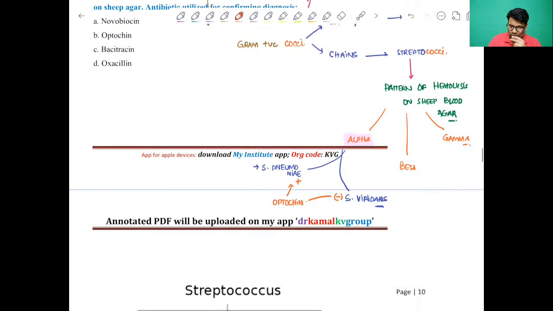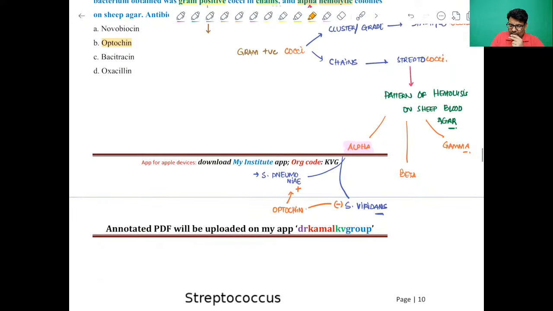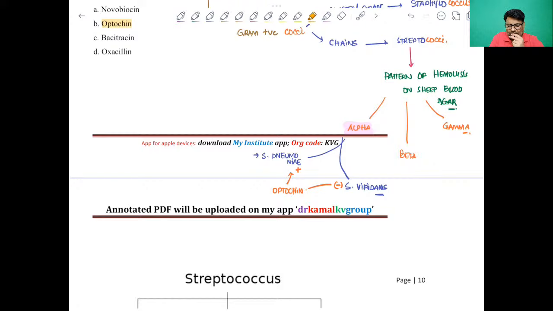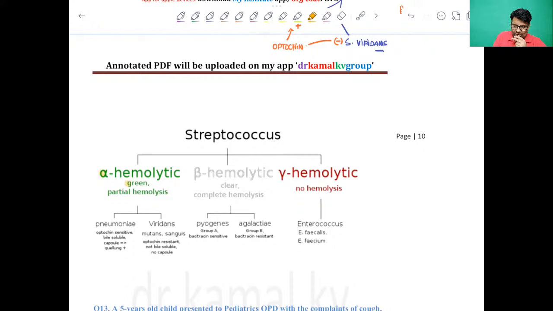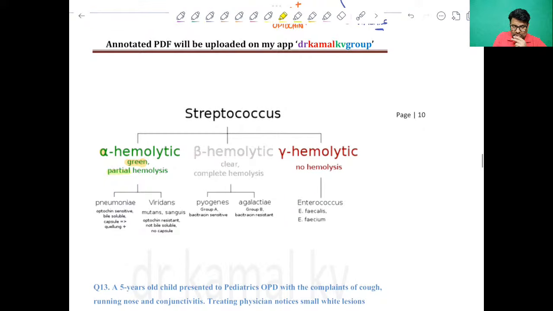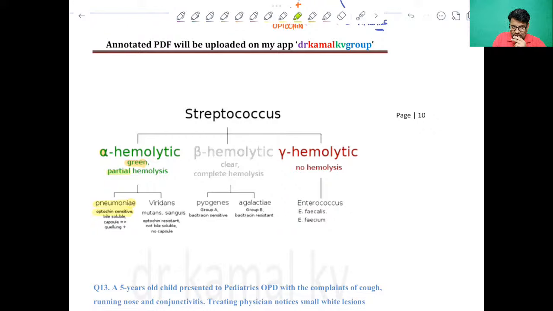Yes, Dr. Kanaya, absolutely right. So we will go for optokin sensitivity here. If the optokin is positive, we will say that the causative organism is Streptococcus pneumoniae. This is alpha hemolytic, with green colonies because of partial hemolysis, and we have to differentiate the two streptococci. One is Streptococcus pneumoniae, which is optokin sensitive, and the other is Streptococcus viridans, which is optokin resistant.